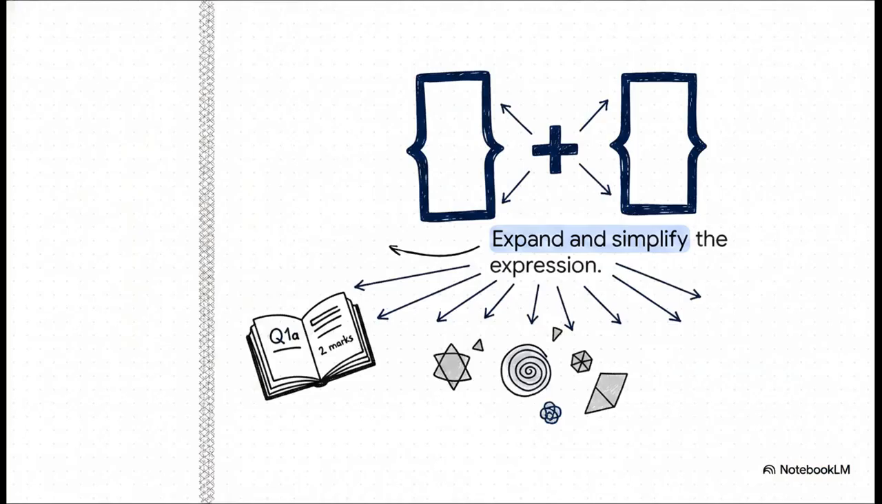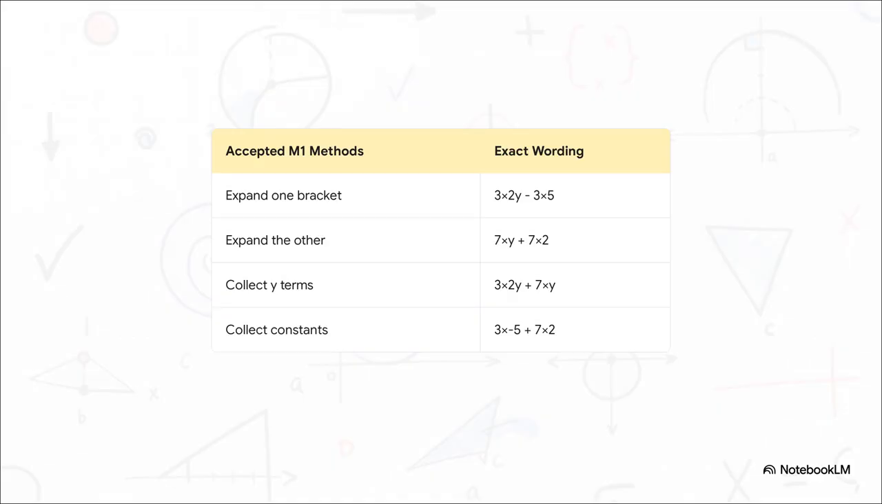Here's the challenge for our first 2 marks. We need to expand and simplify 3 times (2y minus 5) plus 7 times (y plus 2). We've got 2 distinct brackets separated by a plus sign. The instructions are super specific here. Expand means we multiply out those brackets, and simplify means we absolutely must gather up our like terms at the very end.